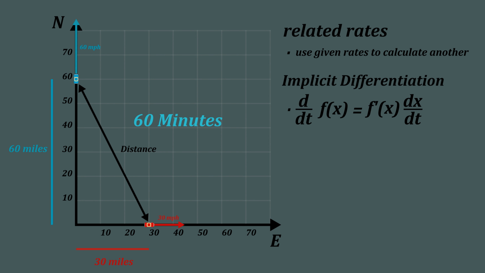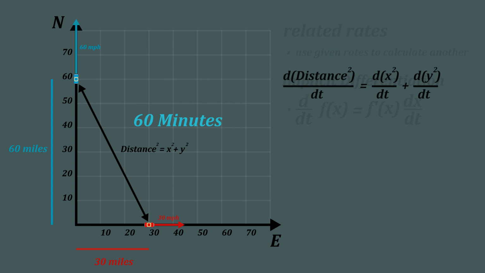In this case, north is our y-axis, and east is our x-axis. The distance between us can be described as distance squared equals x squared plus y squared. Since we want to know how fast our distance is growing, we need to take a time derivative. We can do this on our distance squared equals x squared plus y squared to simplify things.